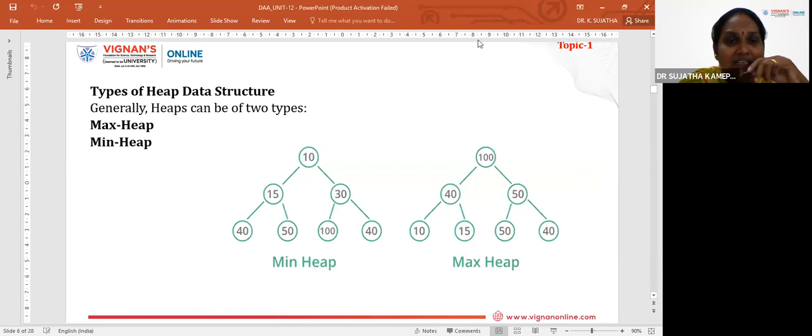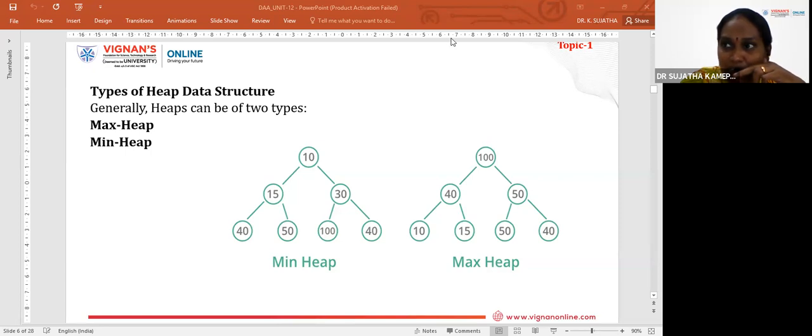Now here you can see types of heap data structures. Generally we have two types of heap data structures. One is max heap and another is min heap. What is meant by a max heap and what is meant by a min heap? Let us see. In a max heap, the key present at the root node must be greatest among the keys present at all of its children.